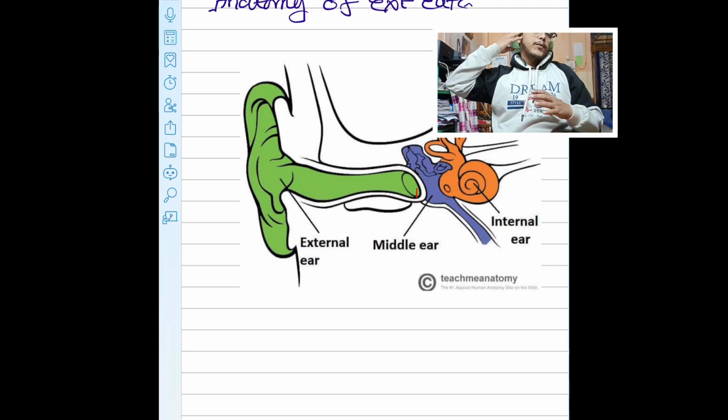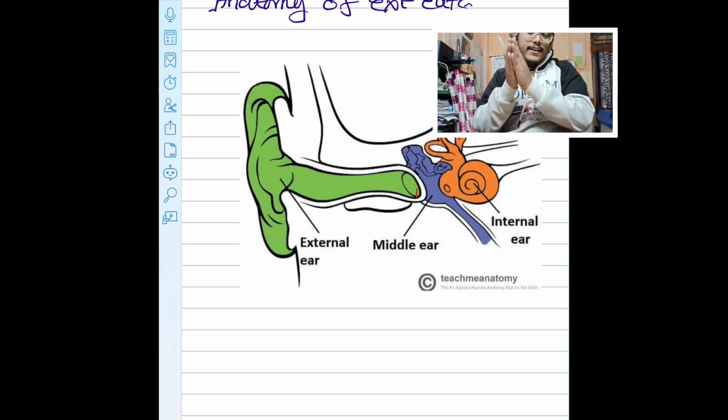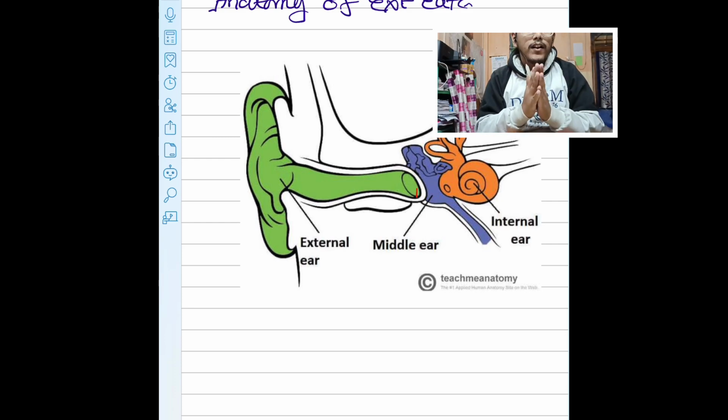The outside component, the one we are seeing, is actually the part of the external ear. We call it pinna. We will discuss it later. The outside compartment is the pinna. The rest of the ear is inside one bone. That bone is known as the temporal bone.